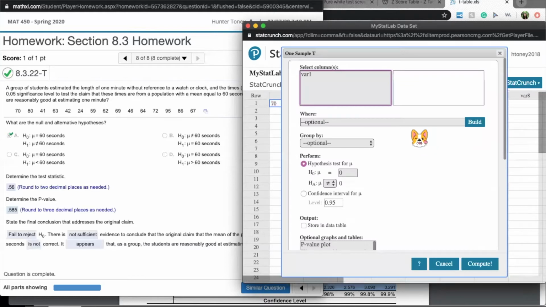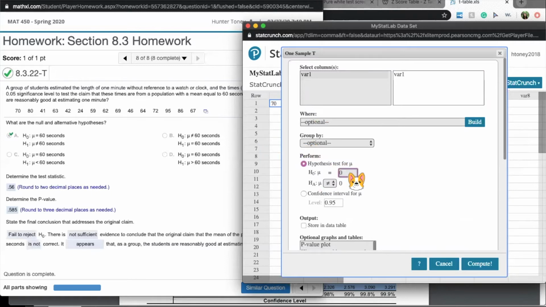All right, here we go. So we want to make sure we select our variable column. We don't have to worry about where or grouped by. We just want to next focus on our hypotheses. So we want to make our hypothesis match what we decided our hypothesis was in the beginning.